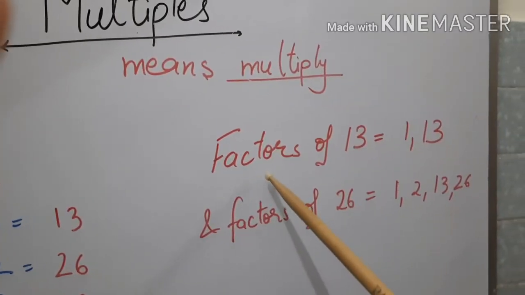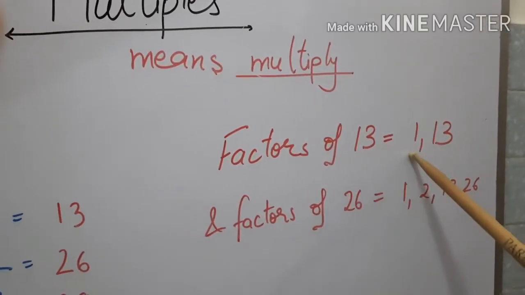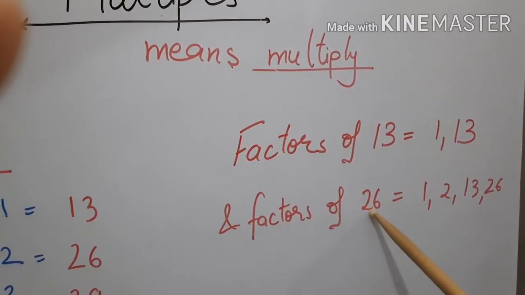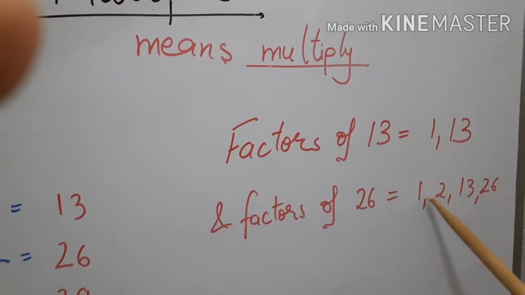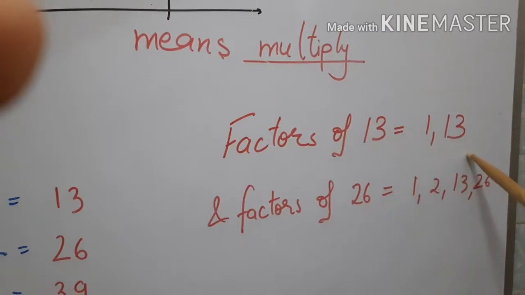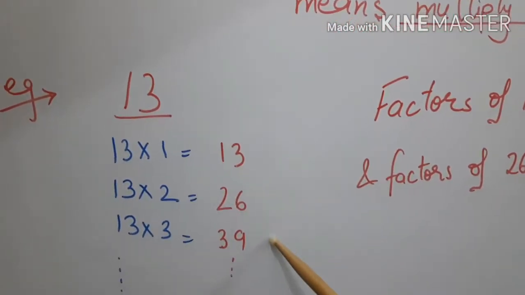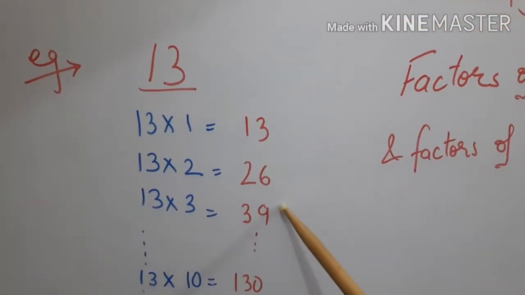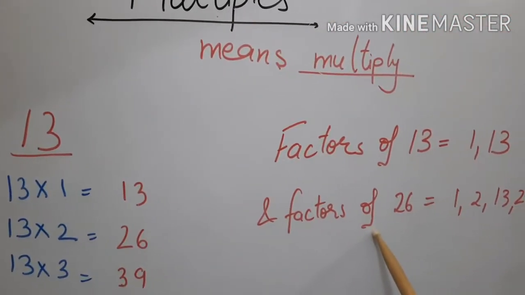For example, if you want to find factors of 13, they are 1 and 13. And if you have to find the factors of 26, they are 1, 2, 13 and 26. What I find is that they are just limited in number. But when I talk about multiples, it could be as many as you want to find. So multiples are infinite, whereas factors are finite in number.